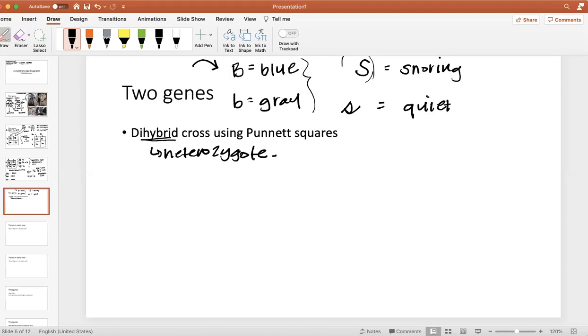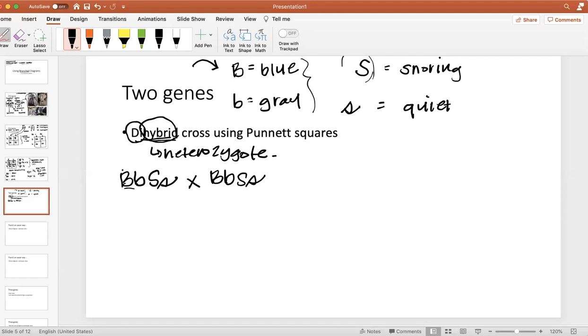Okay, and if we're talking about a dihybrid cross, we must be talking about a cross between people or animals that are heterozygotes for 2 genes, di meaning 2, hybrid meaning heterozygote. So if I'm talking about a dihybrid cross, here's what I mean. We're going to have one dog that is heterozygous for coat color and heterozygous for snoring. And we're going to mate them with another dog that's heterozygous for coat color and heterozygous for snoring. Hopefully that makes sense to you.